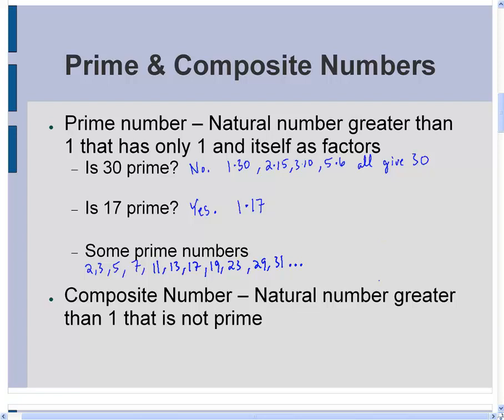A composite number is any natural number greater than 1 that is not prime. For example, 30 is composite. Right? Since it is greater than 1 and it is not prime, it is composite.